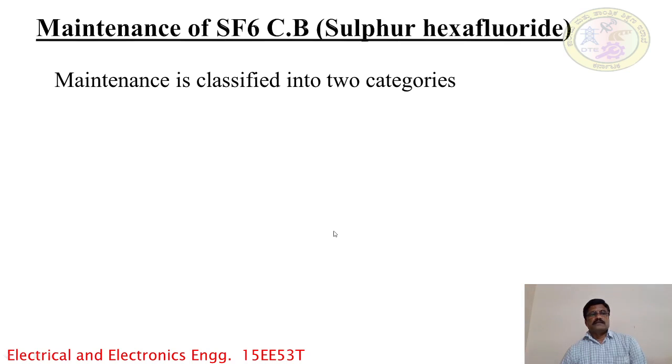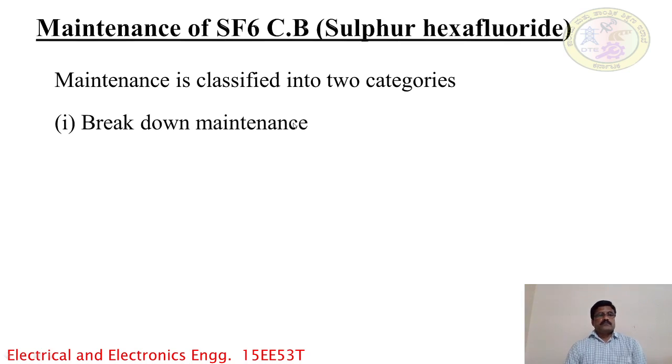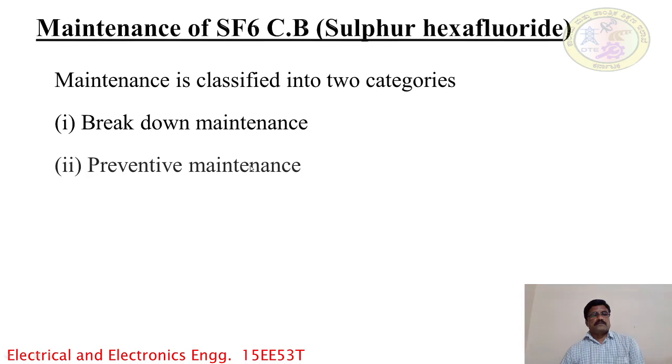Next, third one, sulfur hexafluoride circuit breaker. So again, this type of circuit breaker requires a maintenance schedule. So in this type of circuit breaker, two maintenance categories are employed for maintenance of the SF6 circuit breaker. So first one is breakdown maintenance. The second one is preventative maintenance.